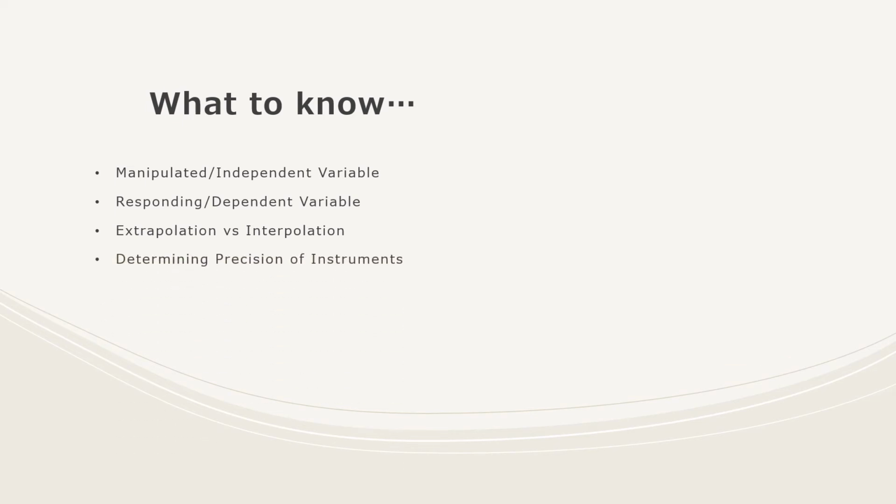You need to be able to determine the precision of instruments. So obviously, we use the appropriate levels of precision in class. And what that means is if you're using your meter stick to measure something, that's going to give you a different specified precision than if you used, say, a caliper. That could be a little bit more fine-tuned.